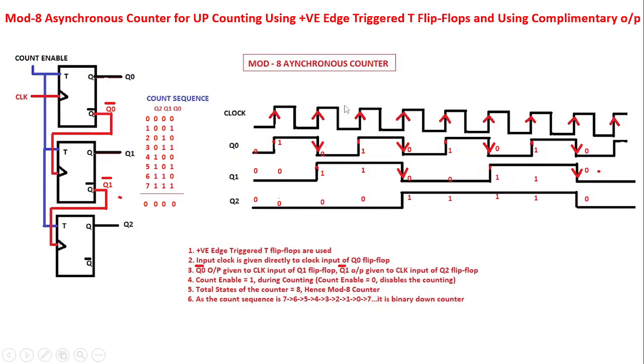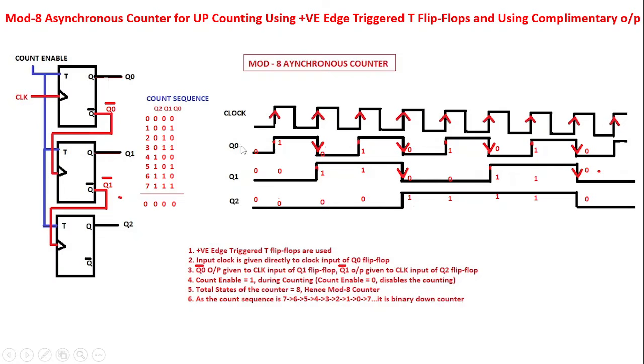Since Q0 bar, that is the complementary outputs, are used to drive the clock inputs of the next flip-flops, the outputs Q1, Q2 are drawn with reference to the negative edge. Actually, the negative edge corresponds to what? The positive edge of the complementary outputs, as we have demonstrated now. So that's how in the timing diagram there is a difference. So Q0 is always drawn with reference to the clock. Since positive edge triggered flip-flops are used, Q0 gets toggled for every positive edge of the clock.